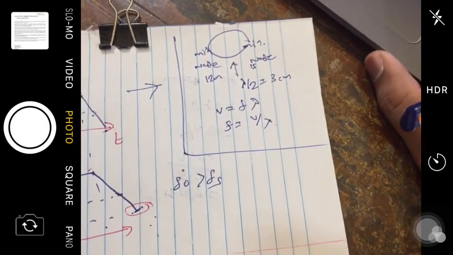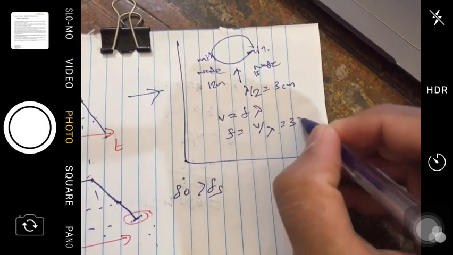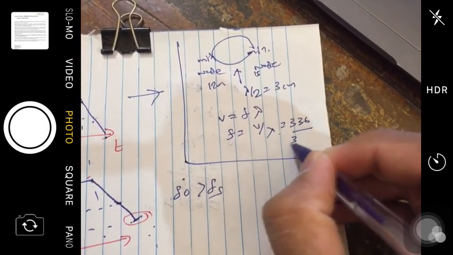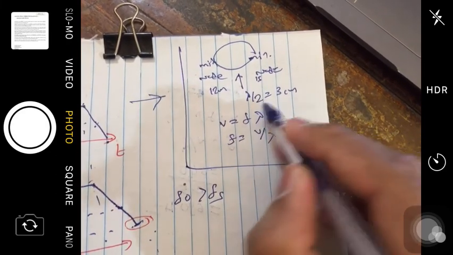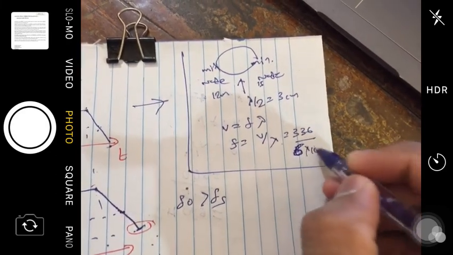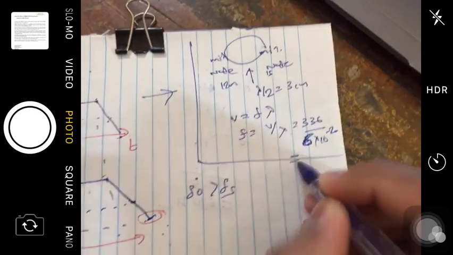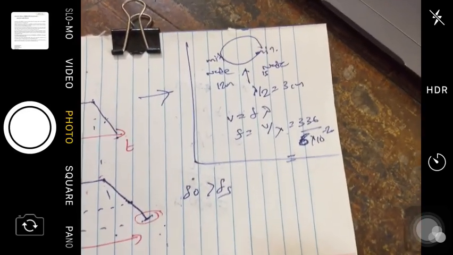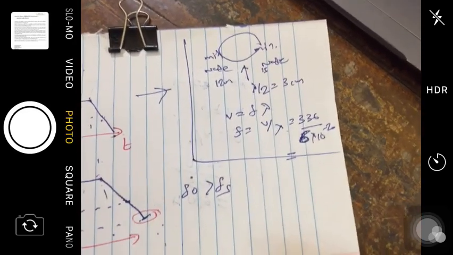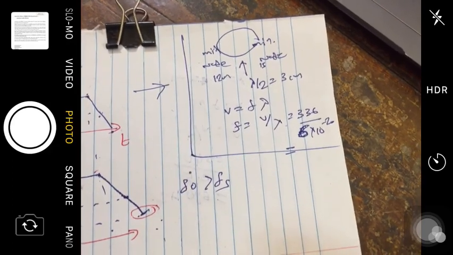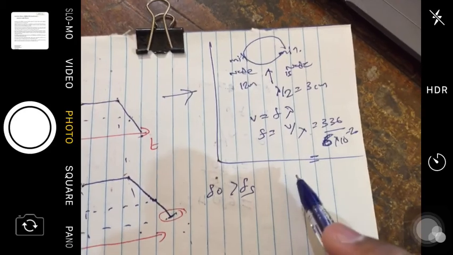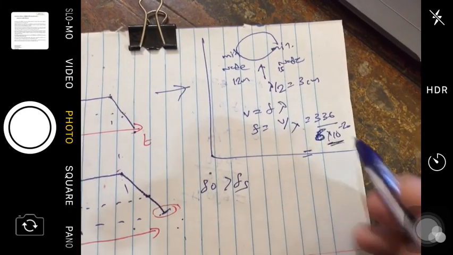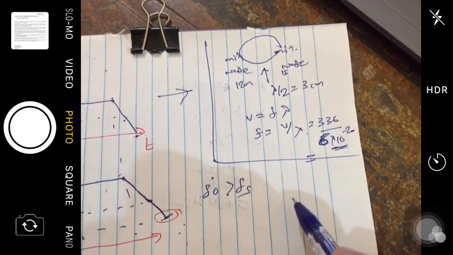So v is 336, divided by lambda, which would be 6 centimeters since lambda by 2 is 3, that is 6 times 10 to the minus 2 meters. This would give you the answer for 58. The answer is C. It will give you 5600 Hertz. Be careful, there is 56 as well, so if you have forgotten to convert the unit, you would end up with 56 and a wrong answer.